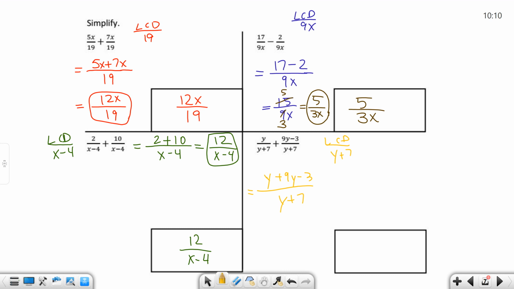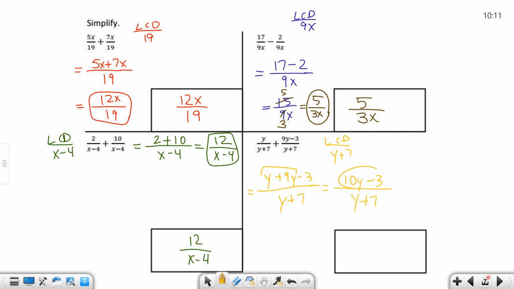And then I need to simplify the numerator. There was nothing to simplify on the last one, but here I have like terms. Don't go crazy on me. Just combine your like terms. What is y plus 9y? That's 10 y's, right? Minus 3 over y plus 7. So 10y minus 3 over y plus 7.